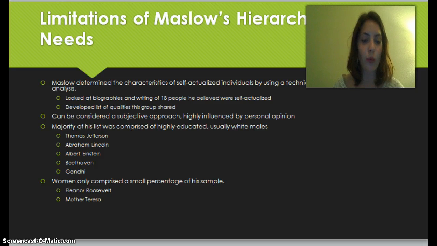Going along with that point, women only comprised a small percentage of his sample. For example, he did include Eleanor Roosevelt and Mother Teresa on his list. So it's important to keep in mind that this theory was based, first of all, on a limited list of only 18 individuals, the majority of whom were highly educated men.